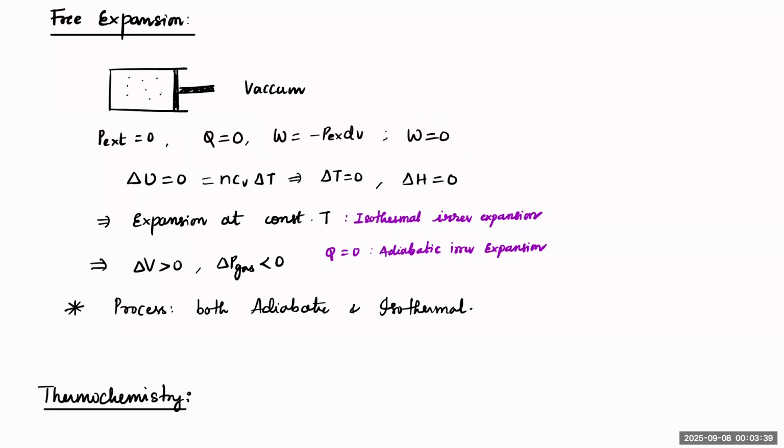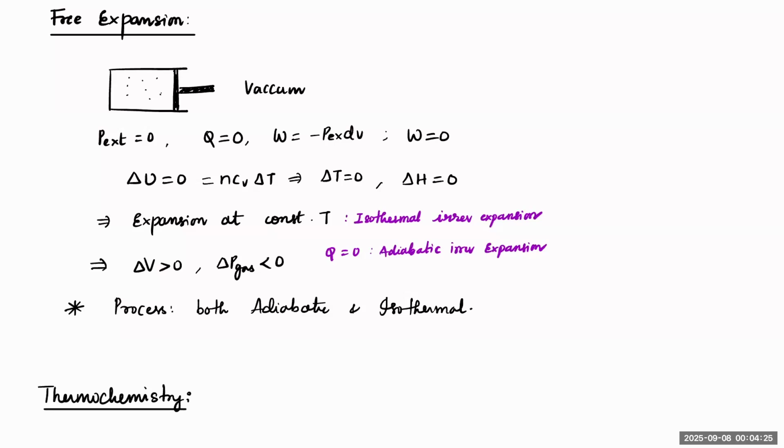If delta U is 0, considering inside is ideal gas, then it has to be NCV delta T. And if NCV delta T is 0, that means delta T is 0. If delta T is 0, delta H will be 0. It is a process where you can notice that Q, W, delta U, delta H, almost all the parameters which are defining the heat exchange, are all 0. So I can say that this process is something like an isothermal irreversible expansion.